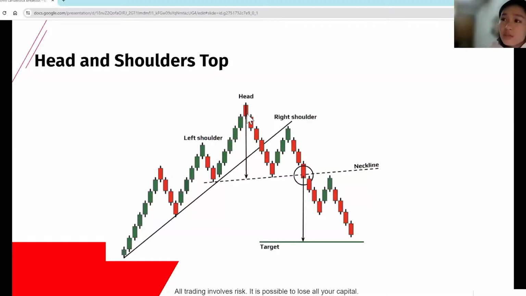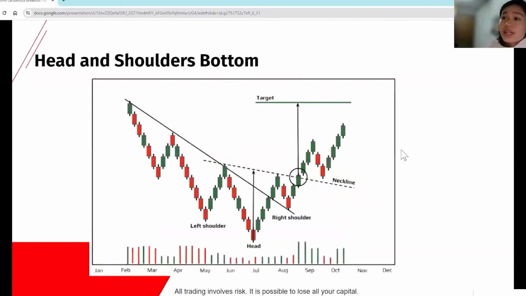And then from the head, price will break out of that ascending trend line and proceed to test that trend line again with the right shoulder, break below this neckline. And we are expecting price, once it breaks out of this neckline, to then go in for a sell towards this target here. So that's the head and shoulders top.